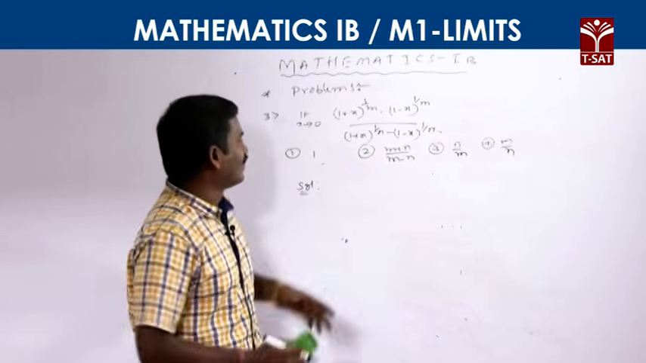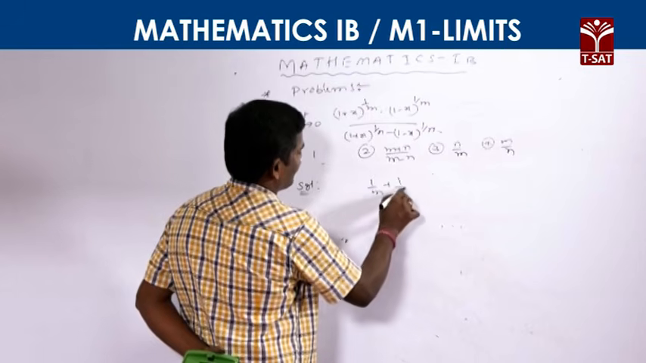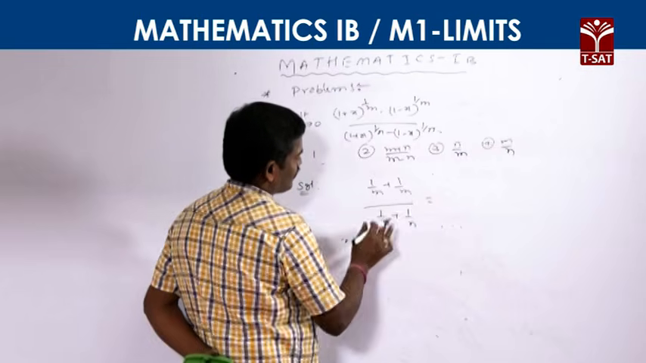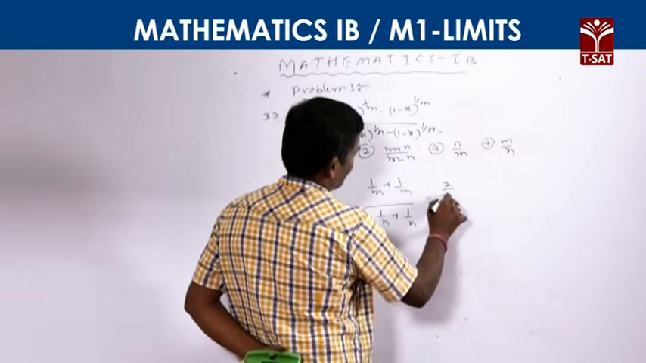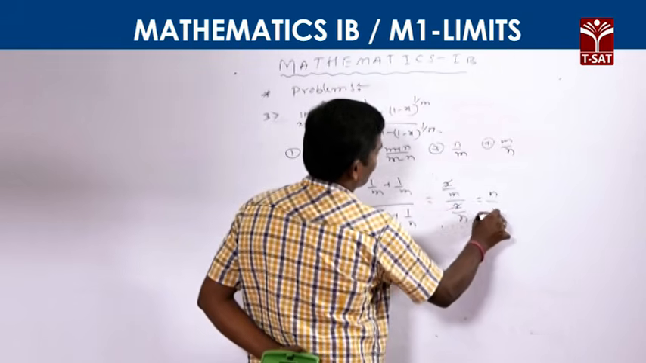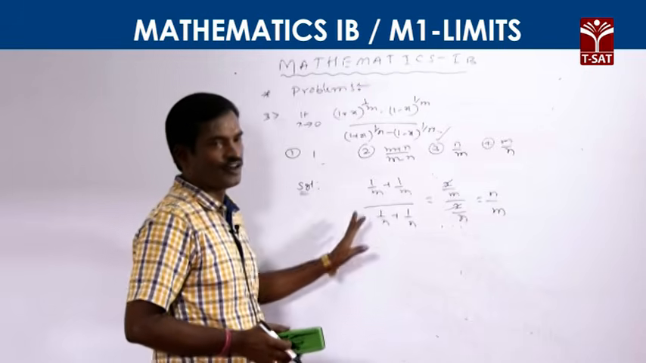కానీ ఇక్కడ ఘాతాలను కలపగా 1 by m plus 1 by m by 1 by n plus 1 by n, what is the answer? So 2 by m by 2 by n. So 2 cancel, this is n by m. So n by m is the third option, correct. So no need to go for the TT rule.